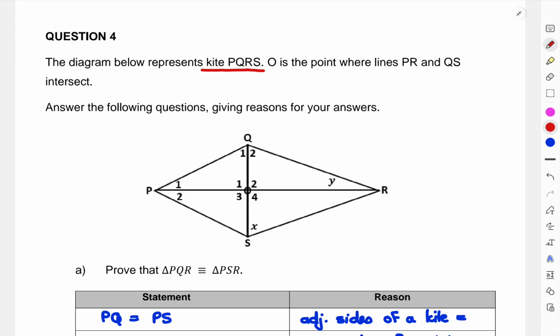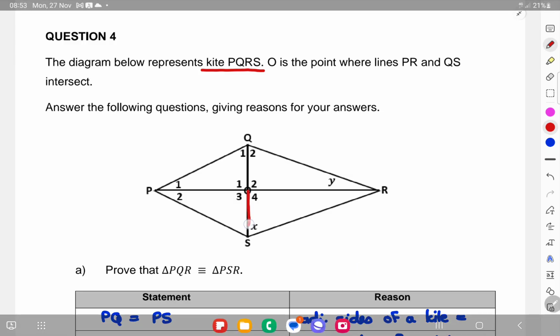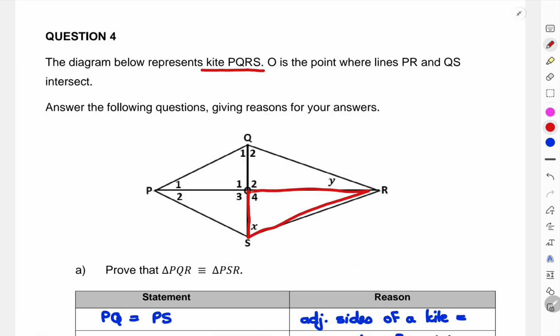They ask you the sum of x and y. So now the only thing that I can think of starting is working with the interior angles of a triangle, and that we know that the diagonals of a kite bisect at 90 degrees. So I'm going to start with that. I'm going to say O4 is equal to 90 degrees because the diagonals of a kite bisect at 90 degrees.